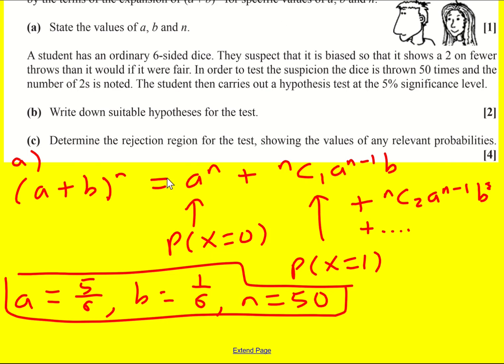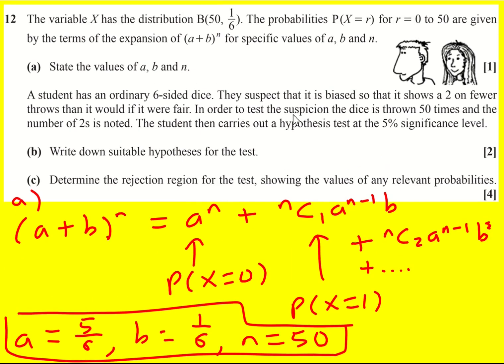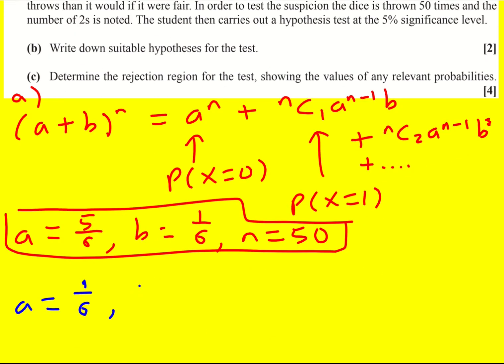Note that I could actually have done it the other way around, and I could have said that a is 1/6. You'd get the same thing. You actually get to decide what the failure and success are. It doesn't really matter, but you could have gone with this instead. That would have been accepted, and obviously n is 50.